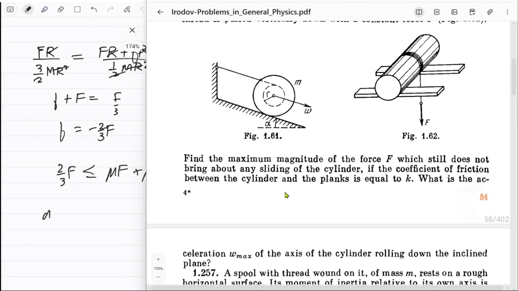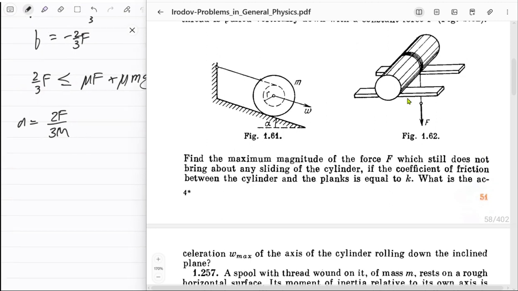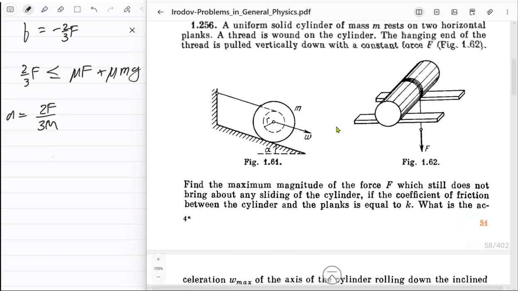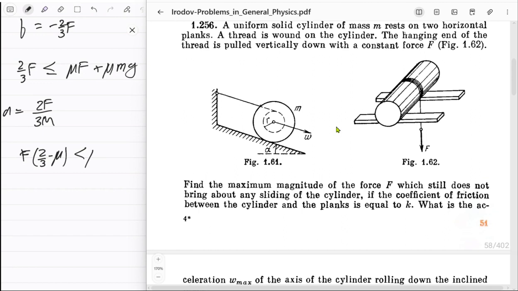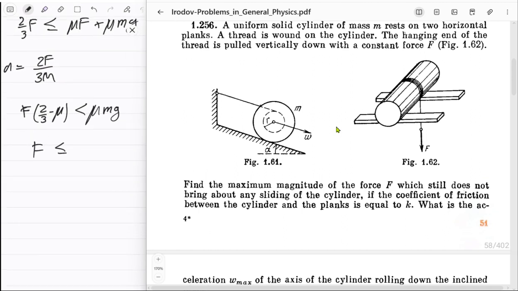Once again, our a would just be 2F upon 3. And I think that's what they mean, rolling on the plank. Just figure out what F is. What is mu? Nothing is given to us. Let's solve this. 2/3 F minus mu F is less than or equal to mu mg. So F can be only less than or equal to this upon that, which is 3 mu upon 2 minus 3 mu, times mg.